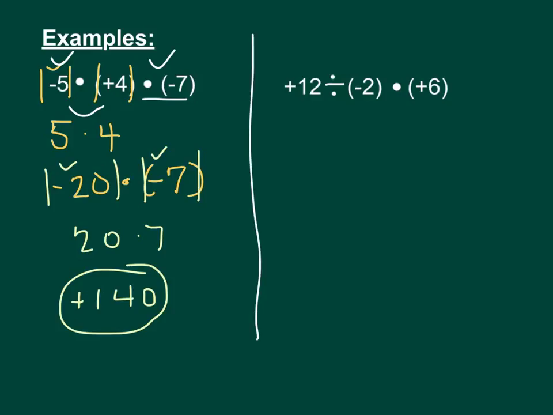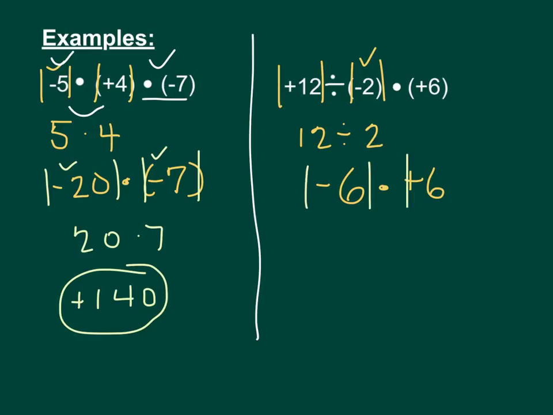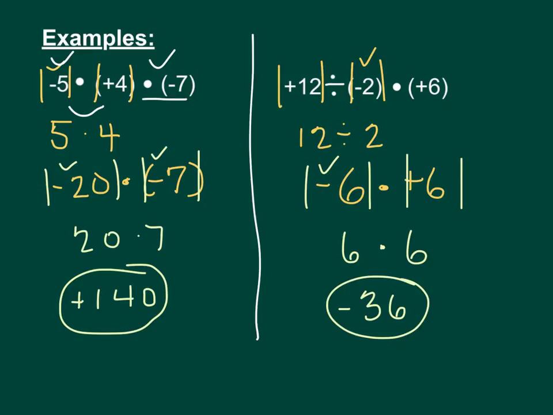Let's look at the second one. I've got absolute values of positive 12, negative 2, so that's 12 divided by 2, which is 6. Only one negative sign, that's odd, so I've got negative 6 times positive 6. Find those absolute values. 6 times 6 is 36. One negative is odd. My answer is negative 36. And now you should know how to multiply and divide using integers.